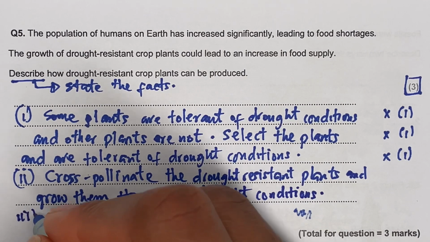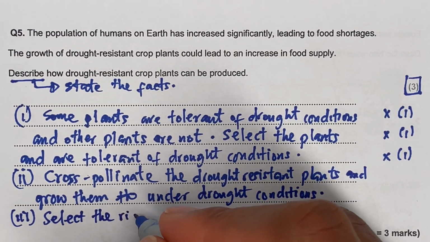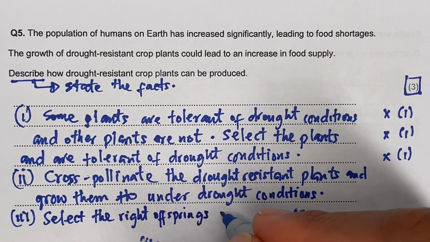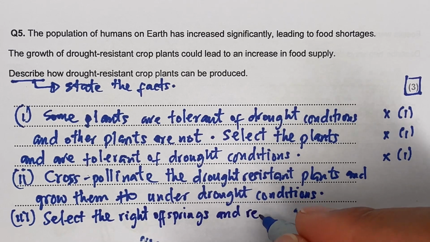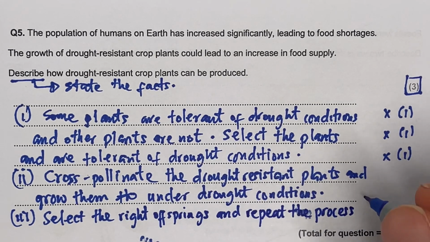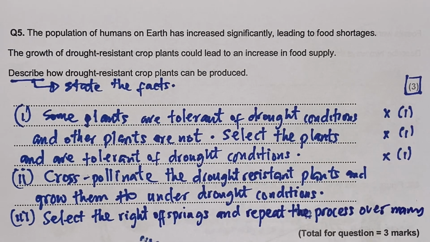My last point, select the right offsprings and repeat the process over many generations.